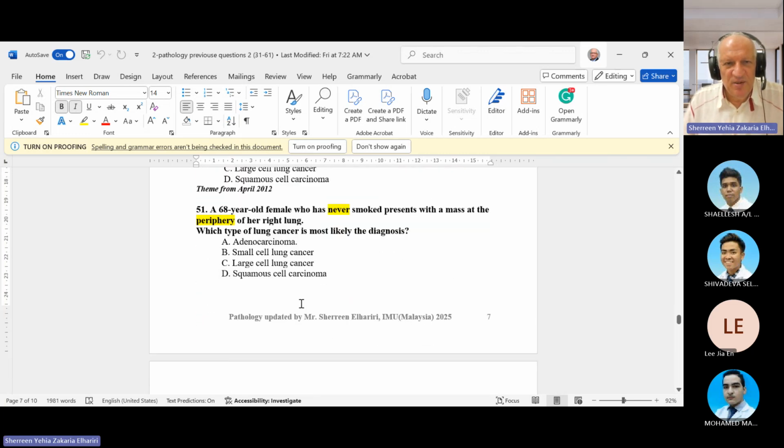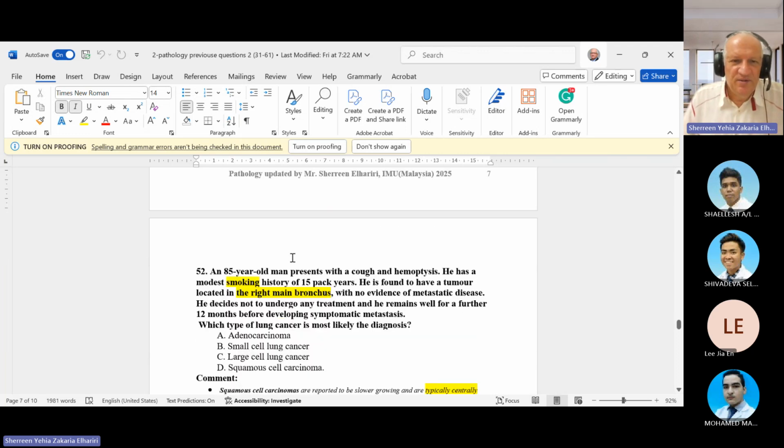The next question, also about the lung: a 68-year-old female who has never smoked, so it's not squamous, presented with a mass in the periphery of the right lung. So non-smoker, periphery: adenocarcinoma. Periphery of the lung, not the pleura, because pleura, as we mentioned, is mesothelioma. Non-smoker, periphery, adenocarcinoma. Smoker, central, squamous cell carcinoma. Smoker, paraneoplastic, small cell tumor. So next question.